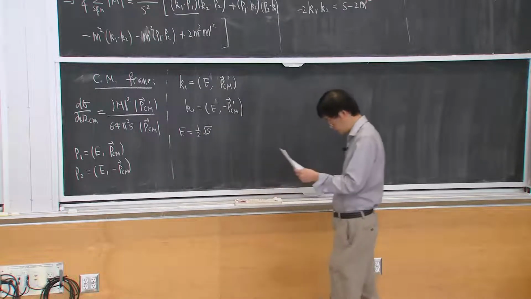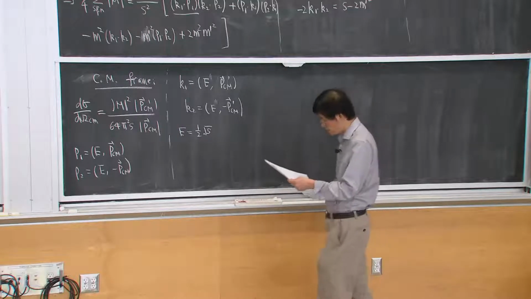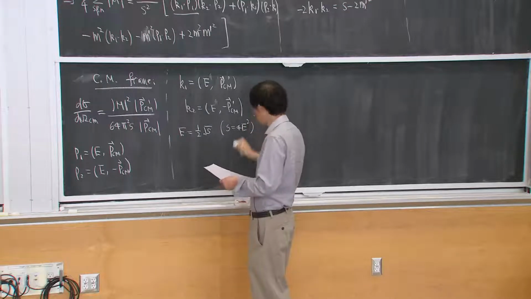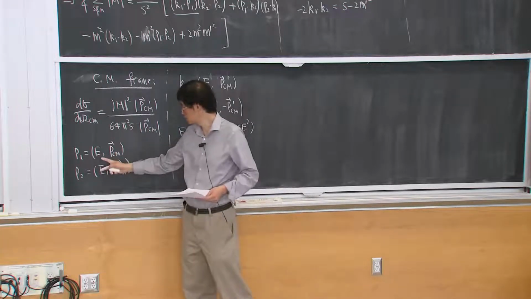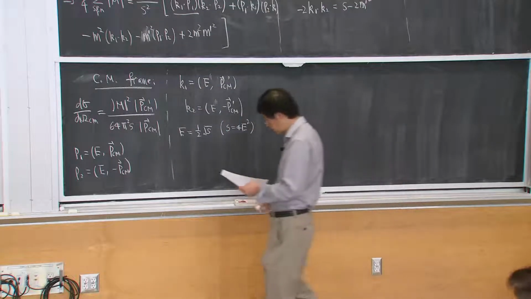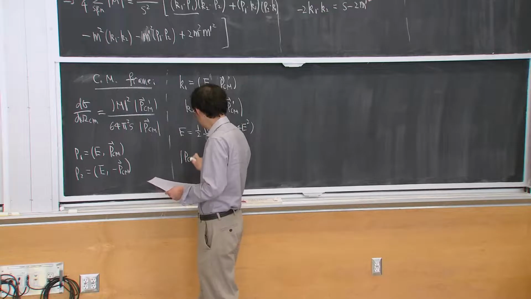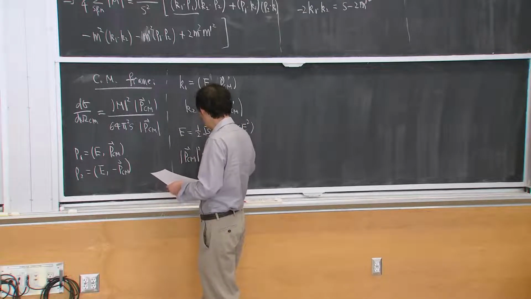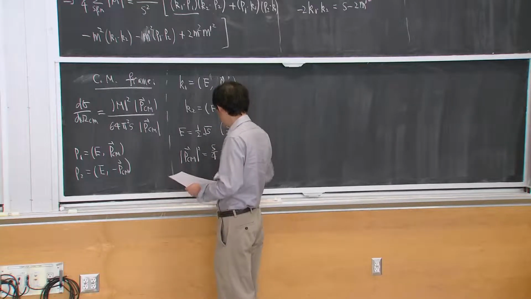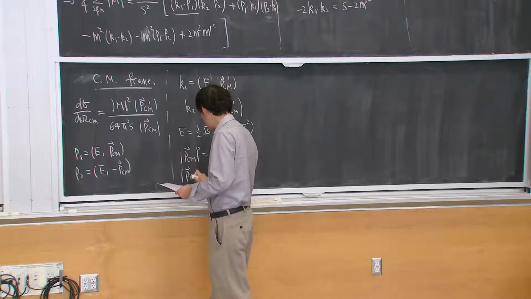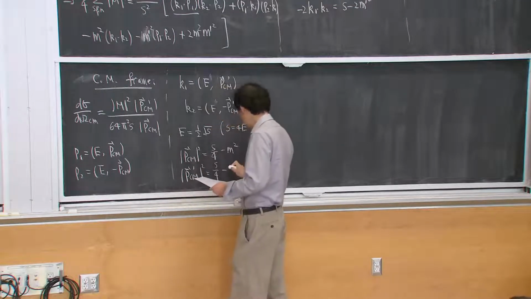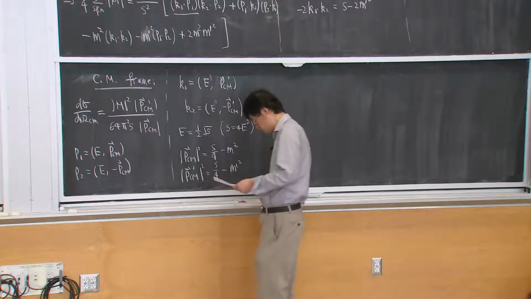Or S is equal to 4E squared, because P1 plus P2 is just 2E. You square it, it becomes 4E squared. And then we find the PCM squared equal to S divided by 4 minus m squared, and the PCM prime squared equal to S divided by 4 minus m prime squared.